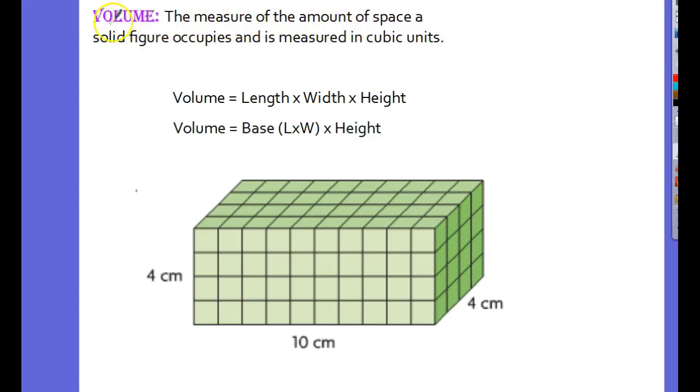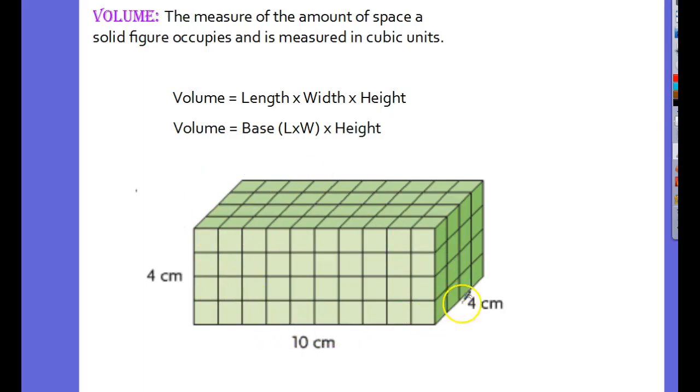If you look right here, this is the definition of volume. It says volume is the measure of the amount of space a solid figure occupies and is measured in cubic units. The first thing I want you guys to notice when you're looking at this definition is it's saying it's the measure of the amount of space a solid figure occupies.